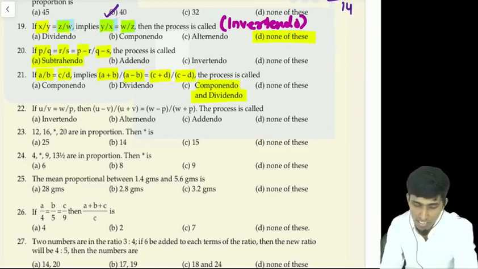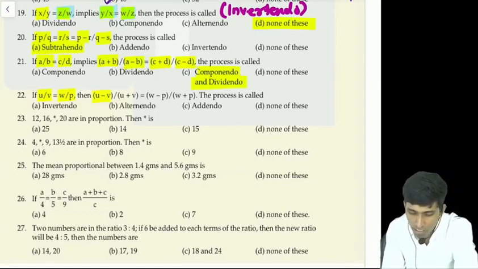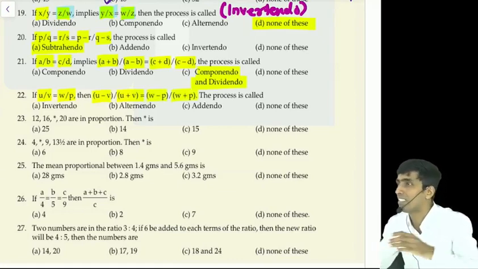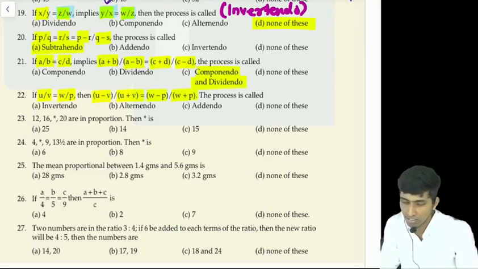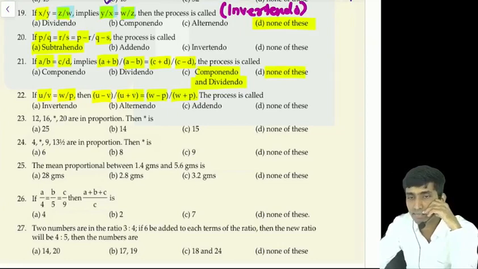Next. U by V is equals to W by P. U minus V upon U plus V. W minus P upon W plus D. None of this. Answer is what? None of this. Okay. Answer is none of this.